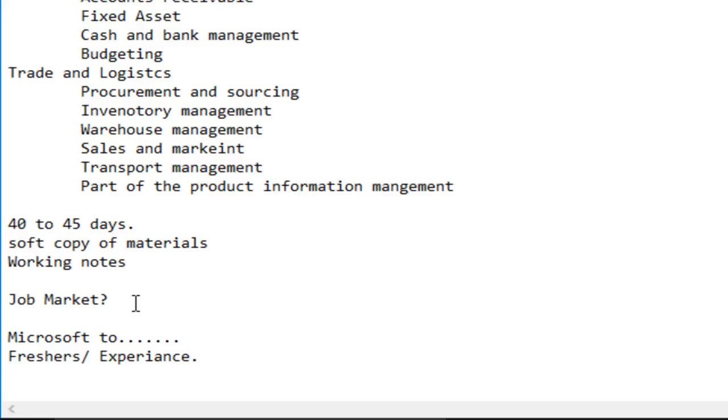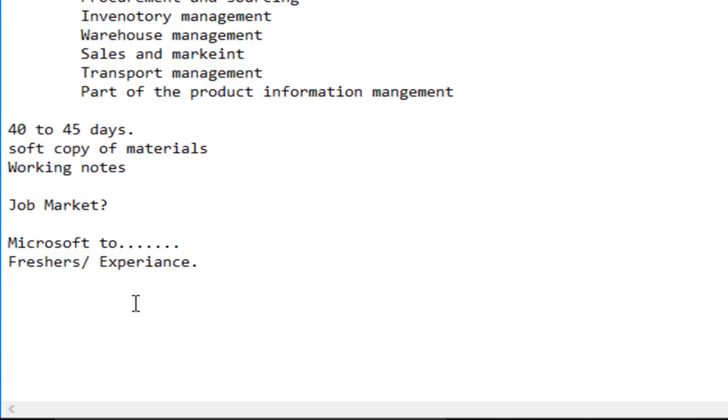Okay, so it is up to your wish which way you want to go, and accordingly you take a decision. So that's about the AX-related stuff. We discussed what Dynamics AX is, we discussed training details, and we discussed the job market and where we get jobs. This is an insight about Dynamics AX that helps you understand what it is, where we get the jobs, and what type of training we will give.